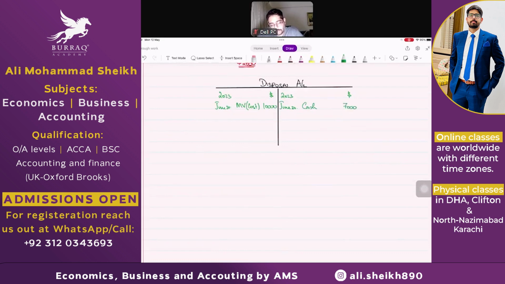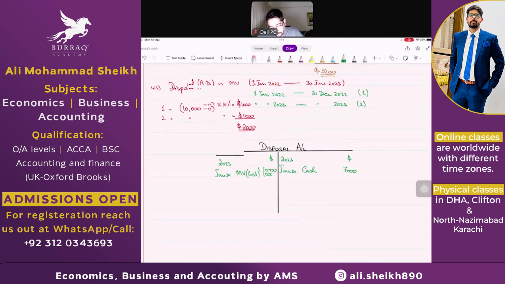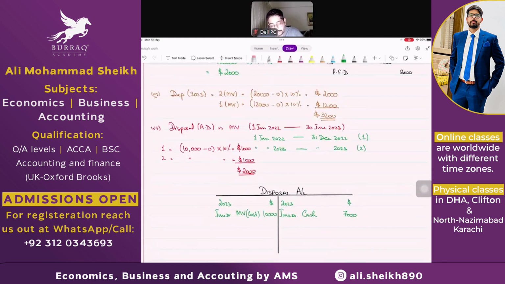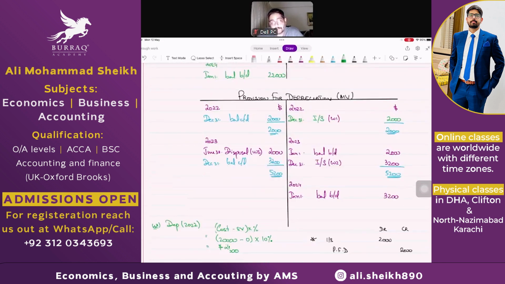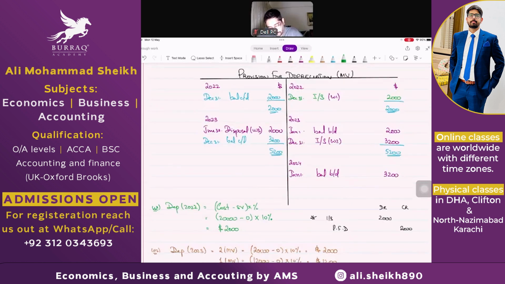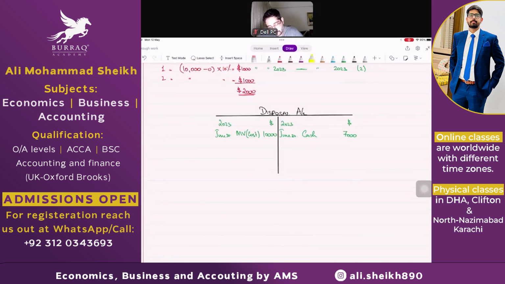Now the provision for depreciation of the particular non-current asset, I am following again the double entry. The accumulated depreciation, provision for depreciation, debited, which was 2000, and the disposal account should be credited with the same amount. So you are going to put June 30th provision for depreciation, that is accumulated depreciation of this asset, that was $2000. Account is complete. Now you need to find whether you have made a profit or a loss on the disposal of that particular asset.